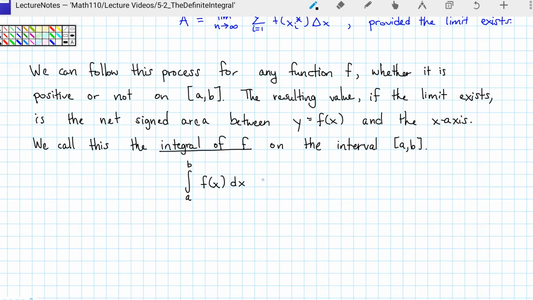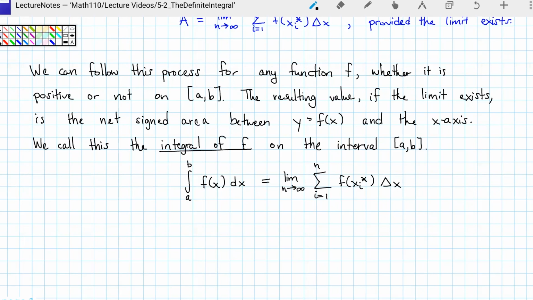And so this is defined to be the limit as n goes to infinity of the sum i equals 1 to n of f of xi star times delta x, where all of that stuff in that sum is taken from that big process named above. For every n, you divide the interval from a to b into n subintervals. Each subinterval has width delta x, which is b minus a over n. The xi stars are sample points in each of the subintervals.